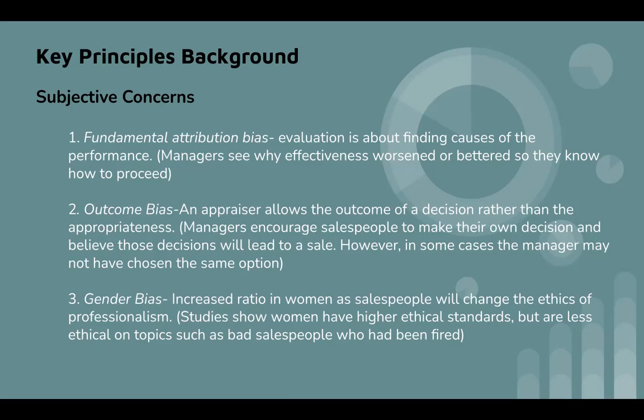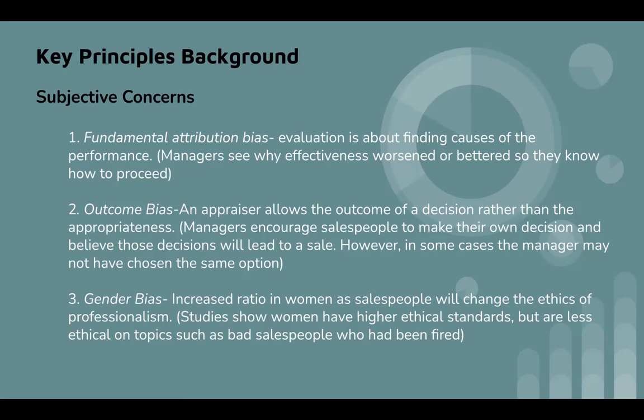And the second is going to be outcome bias. An appraiser judges the outcome of a decision rather than the appropriateness. For example, managers encourage salespeople to make their own decisions and believe those decisions will lead to a sale. However, in some cases, the manager may not have chosen the same option that the representative did choose.